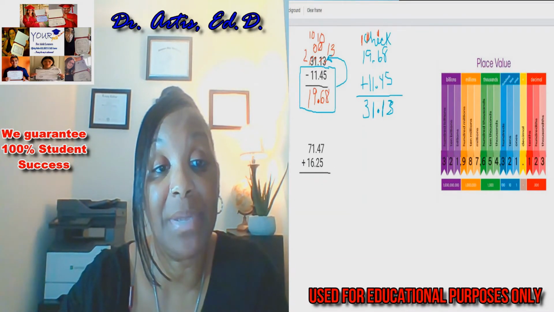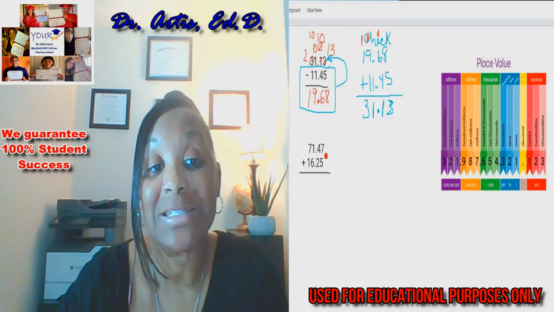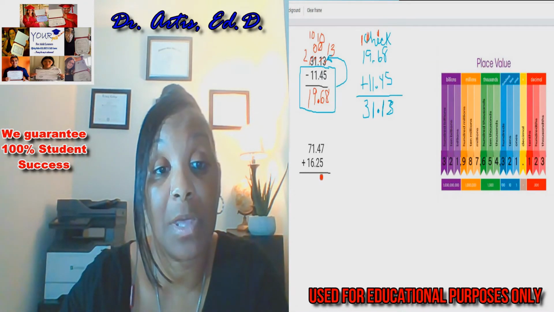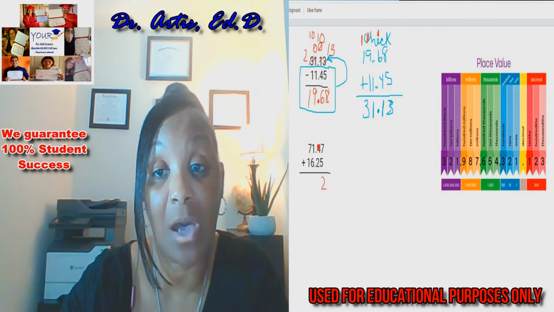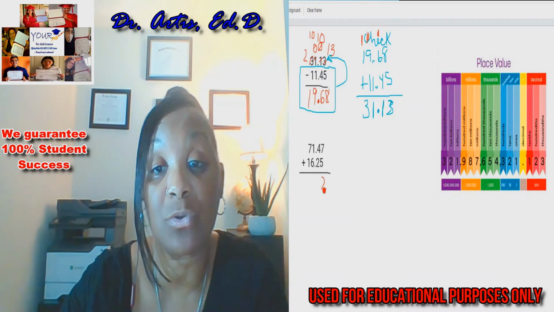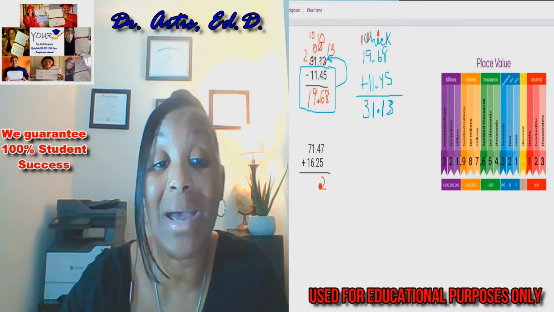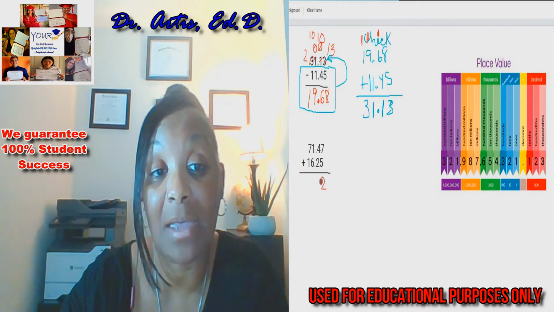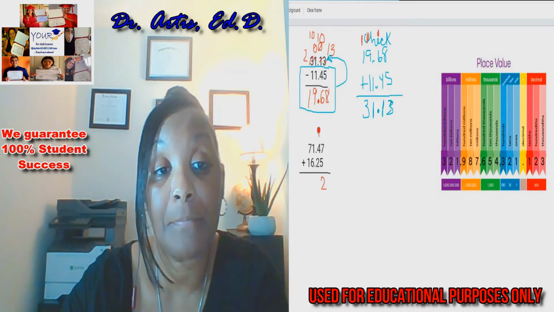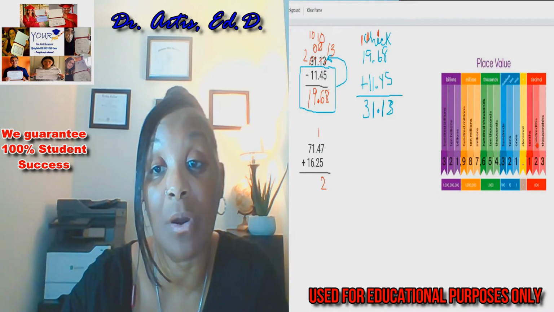So let me change my pen. Now we have 7 plus 5 is 12. Okay, so we're going to put the 2 here. We cannot write 12 in this column here because remember, these are place values. So we can only put one number at a time, okay? So we're going to put the 2 here and we're going to carry the 1 over to the next column, okay? So remember, this is the hundredths column according to the chart here.